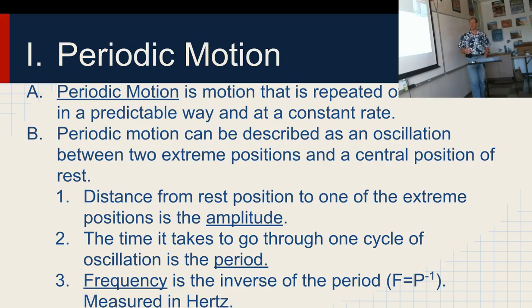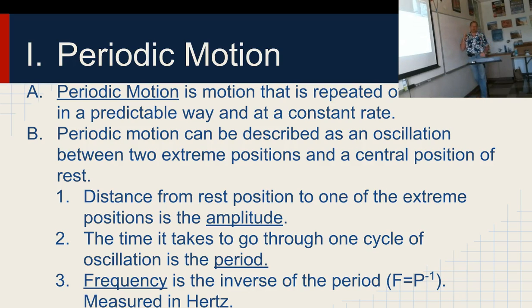Okay. Some terminology. The distance from the rest position to one of the extreme positions is the amplitude. So, little brother, little sister on the swing, they're sitting on the swing, you grab the swing, you pull them back, and then before you let them go, the distance from the height that they've been pulled to, from the distance that they began at, that is the amplitude.